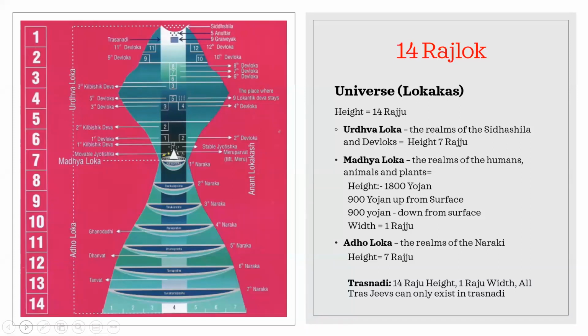And in the center of this Chaud Rajlok is a Trasa Nadi that runs from the top to the bottom of the Chaud Rajlok. This Trasa Nadi is 1 Rajju in width and Chaud Rajju in height. And as you know, all the Trasa jeeves can only exist within the Trasa Nadi. And outside the Trasa Nadi, there are all the Sthavar Ekindriya jeeves.